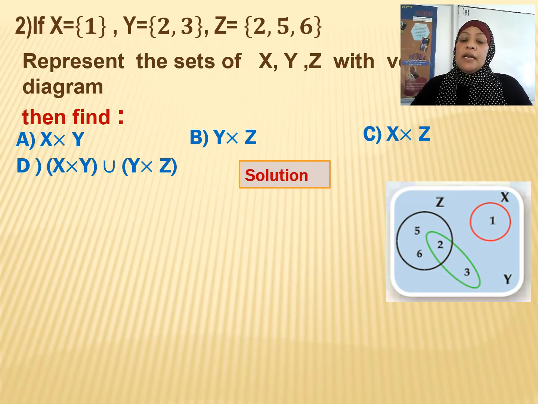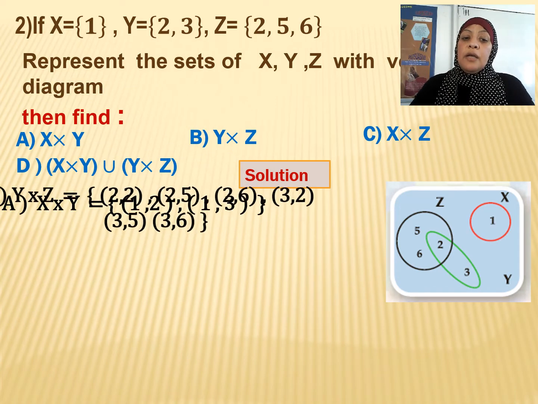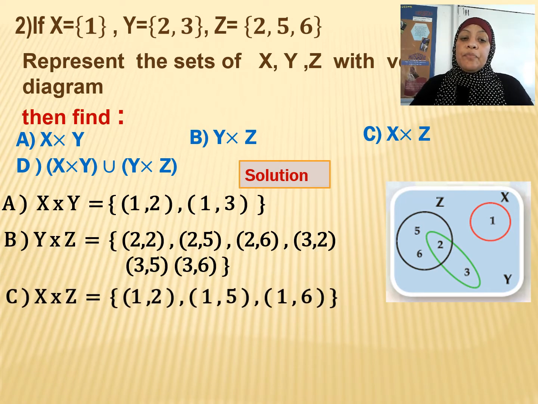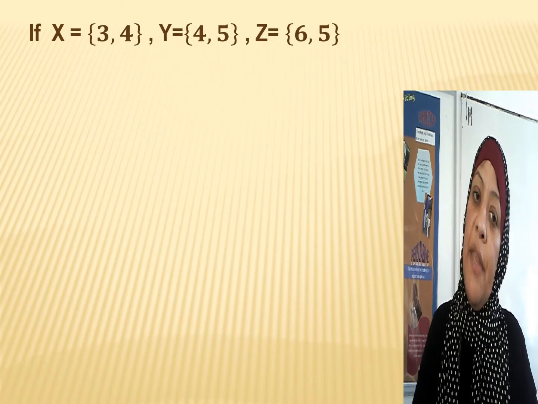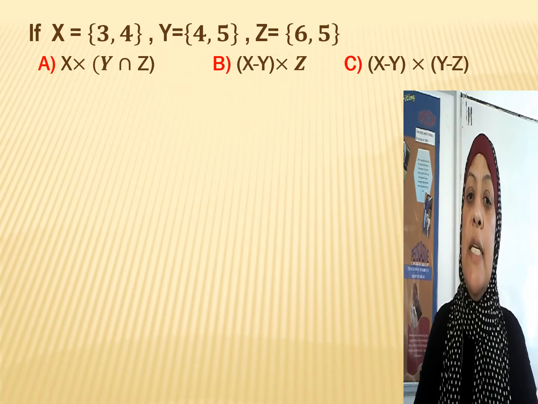Okay? Then now the answer: x product y, y product z, x product z, and the last one, d, is all the elements. Okay? Now x is 3 and 4, y is 4 and 5, z is 6 and 5.